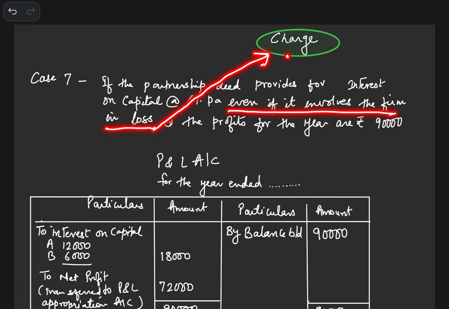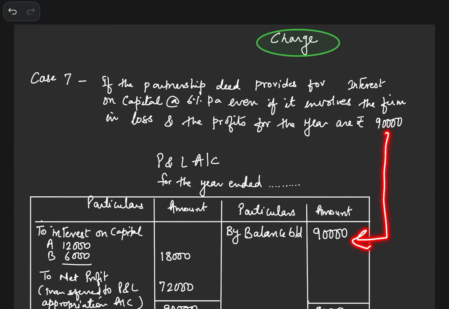Right? So when the interest on capital is to be considered as a charge, then we have to make the profit and loss account. When we have to make the profit and loss account, please see that profits are given in the question. So profits are given, let us transfer the profit. Profit is always shown on the credit side. So this is the profit, the opening balance, so we are writing by balance brought down, right?